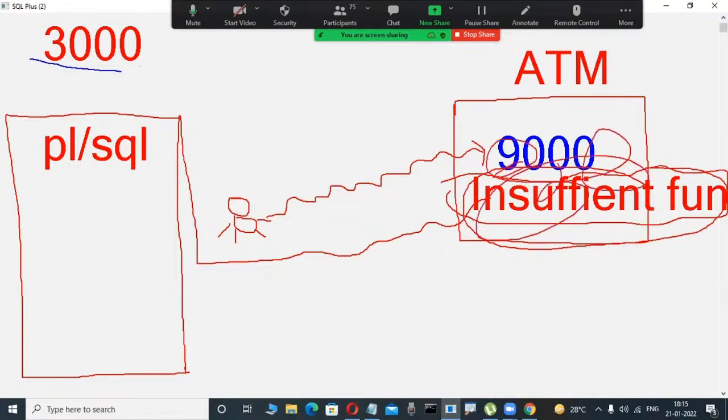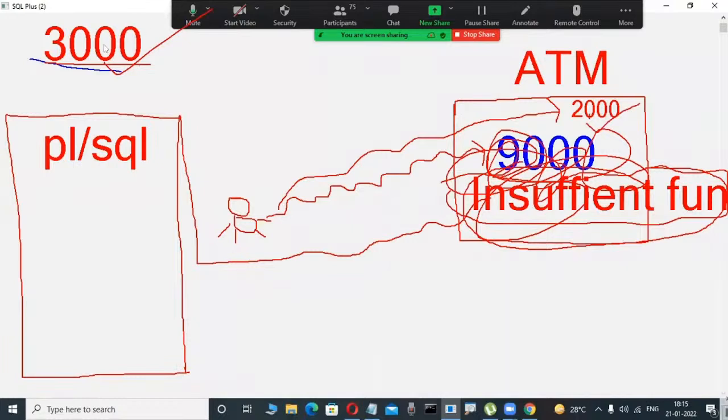Again, another scenario, for example. My balance is 3,000. Suppose I am inserting an ATM card. Now I try to withdraw 2,000 rupees, for example. Is it possible? Yes, because my balance is 3,000. Here 2,000 is less than 3,000. That's why trying to retrieve it is possible. We are withdrawing the money, 2,000 is possible in this example.